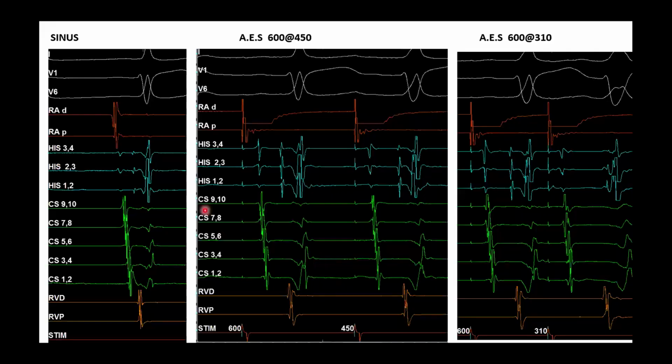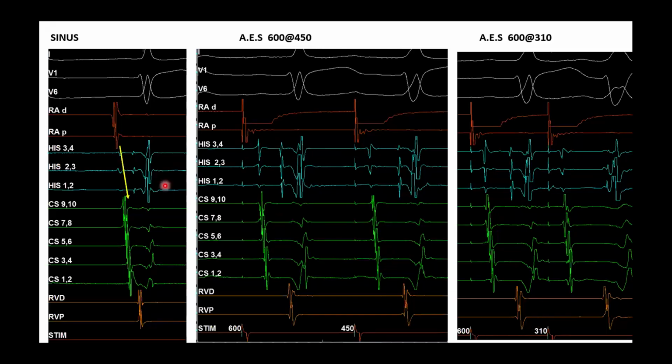This is the sinus rhythm ECG. You can see this is the atrial signal, this is the His signal, this is the ventricular signal. I already told you about the atrial extrastimulus protocol: a basic cycle length of 600 pacing with extrastimulus at 400. And this is the atrial extrastimulus, 600. We are giving the extrastimulus at 310 milliseconds.